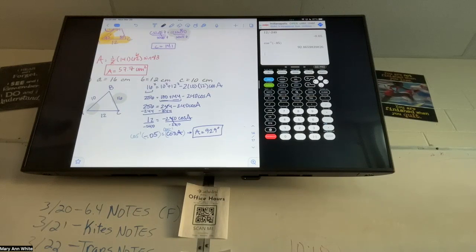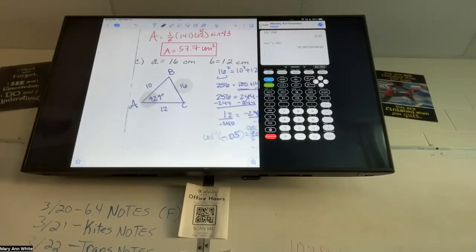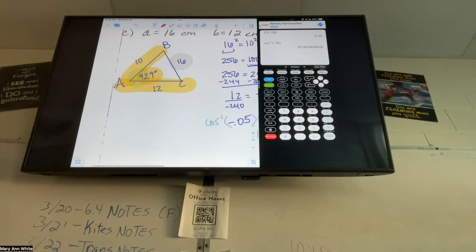Now, I'm not done yet, right? What do I have to do? We're gonna do our area, right? That's the whole point of this problem. So let's do our area. We're gonna do area equals 1/2 of 10 times 12 times sine of 92.9.